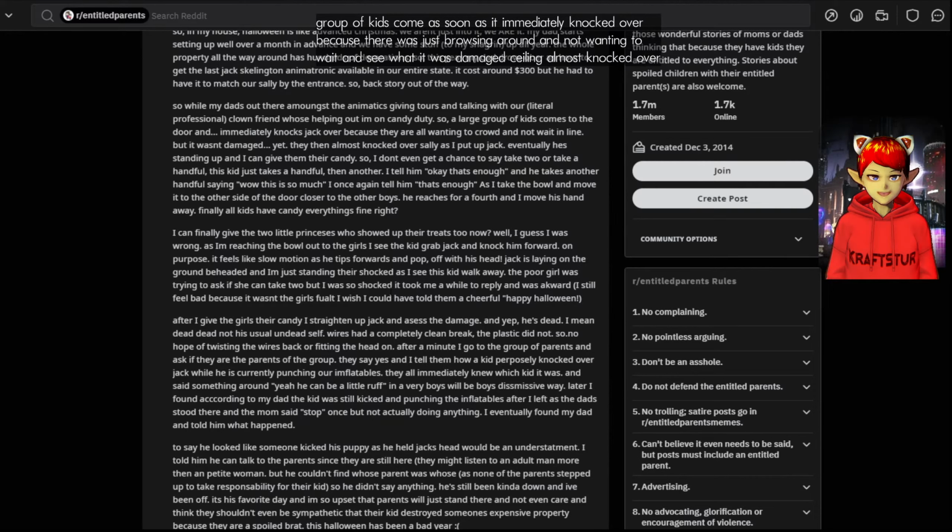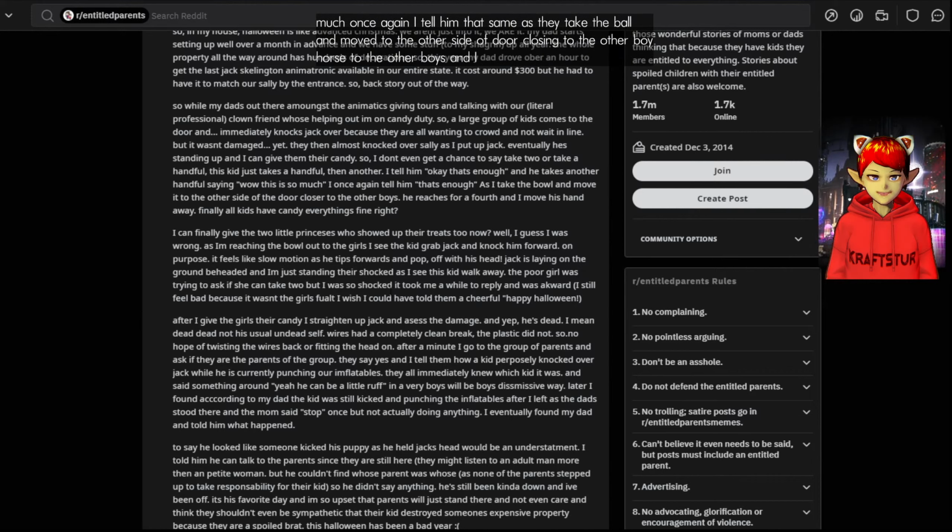Eventually, he's standing up and I give them their candy. I don't even get a chance to say, take two or take a handful. This kid just takes a handful, then another. I tell him, okay, that's enough. And he takes another handful saying, wow, this is so much. Once again, I tell him, that's enough. As I take the bowl and move to the other side of the door, closer to the other boys, he reaches for a fourth and I move his hand away.